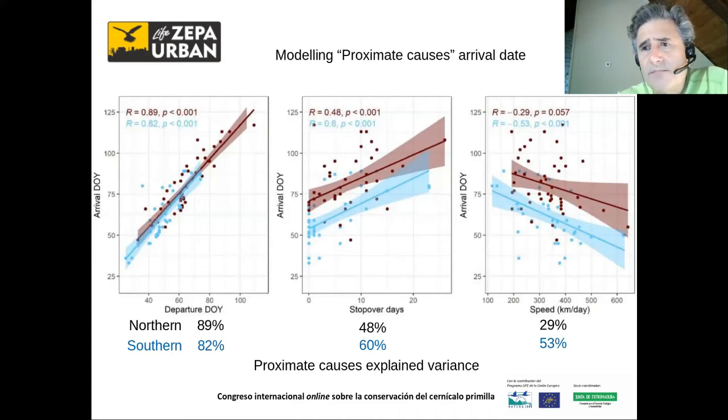In these graphs, you can see we have separated the northern colonies in black from the southernmost colonies in blue, to see if there were any differences related to latitude. But in general, you see it's a similar pattern. Also, stopover, the number of days that the birds stop during migration, has an influence on arrival day. So the longer you stop, the later you will arrive. Also, you can see that speed has some influence, but it's much less. So we would say 80% of the variance is explained by departure day, 40–50% is explained by stopovers, and only approximately 20% is explained by migration speed.